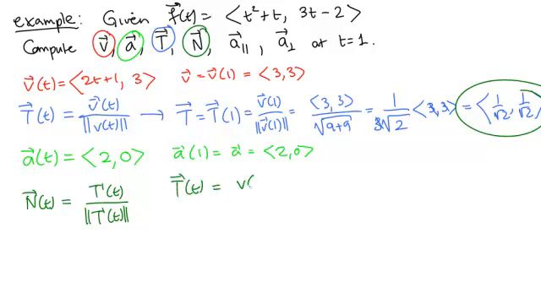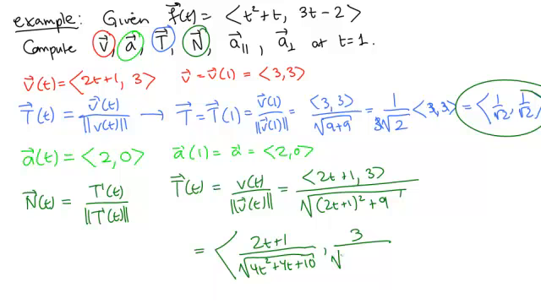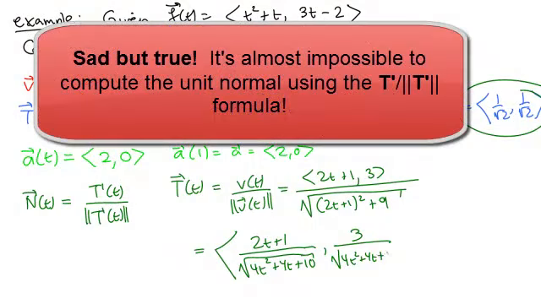If I want T of t, it is the velocity of t divided by the length of the velocity of t. So the velocity was the function 2t plus 1, comma 3. The length of that vector is going to be the square root of (2t plus 1) squared plus 3 squared. And so that means it's going to be the vector valued function 2t plus 1 divided by the square root of 4t squared plus 4t plus 1 plus 9, comma, 3 over the square root of 4t squared plus 4t plus 1 plus 9. That's what the unit tangent looks like at every single point.